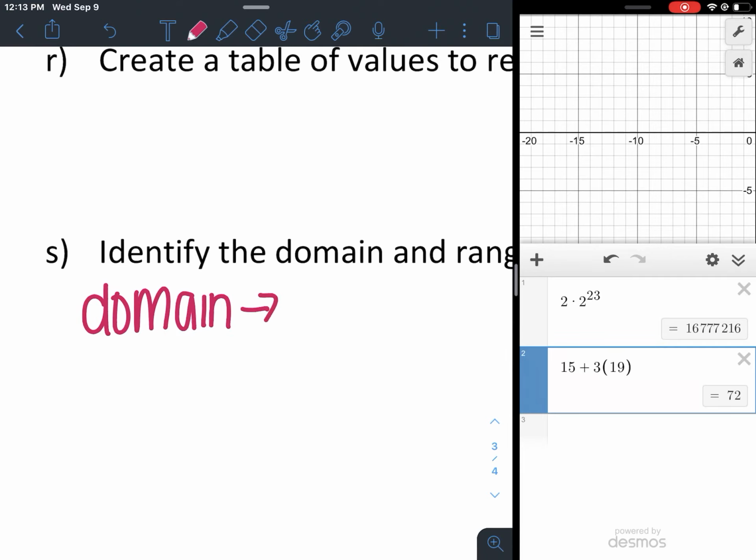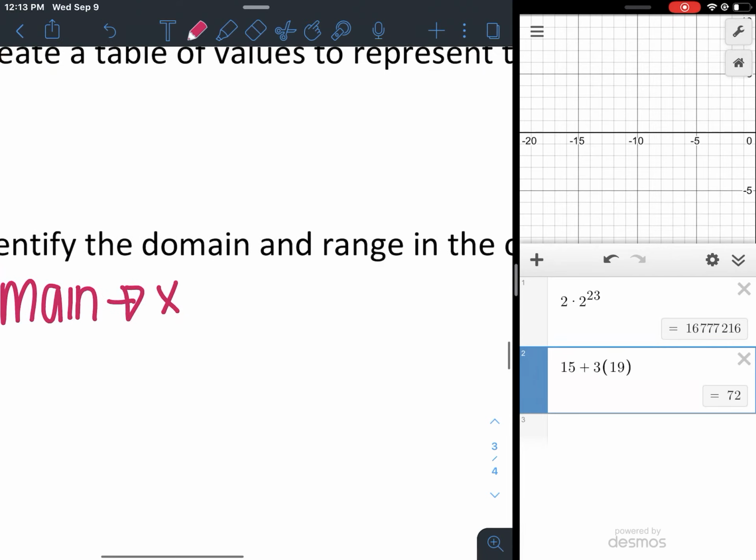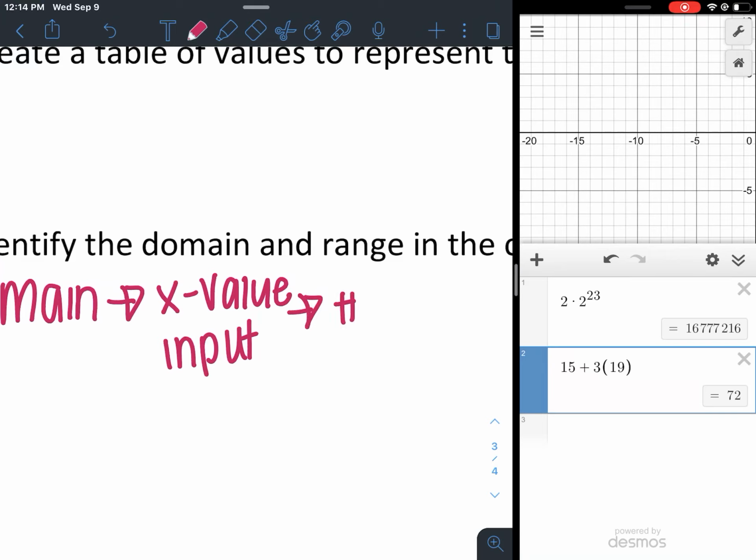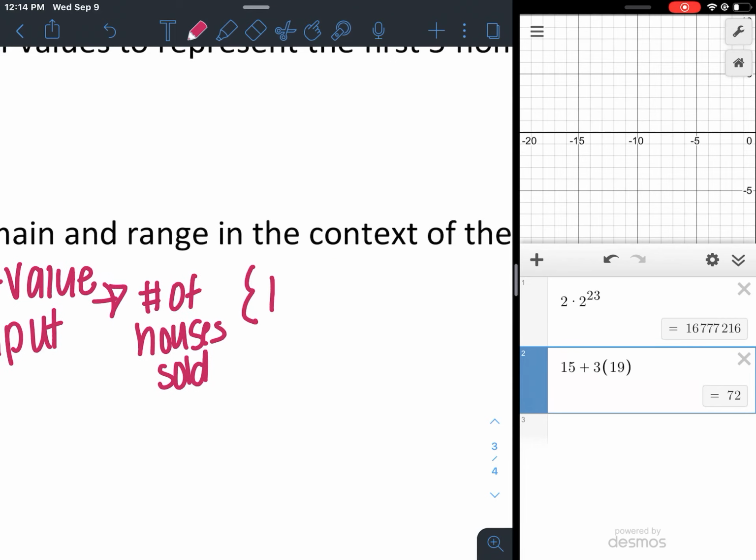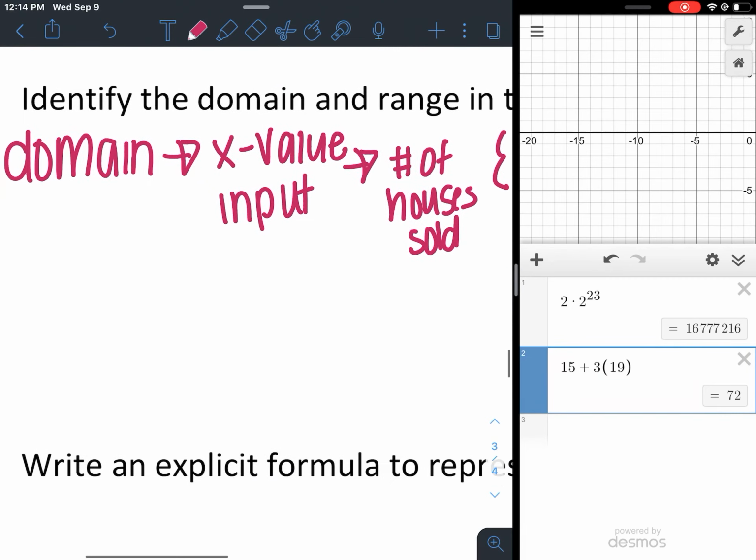Identify the domain and range in the context of the problem. Domain. Hopefully you're like, yeah, Miss Sanchez, I totally get this. I got it. Stop writing it a million times. Domain is our x values or our input. And that relates to the number of houses sold. And that is 1, 2, 3, 4, 5, so on, houses sold.